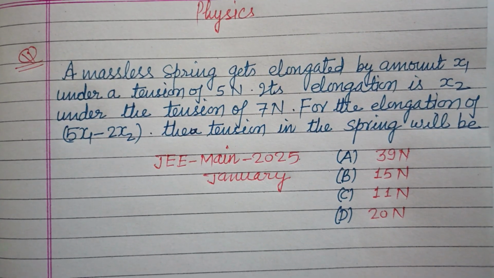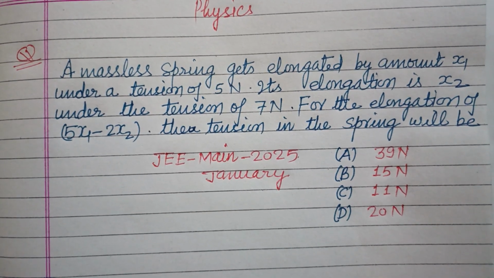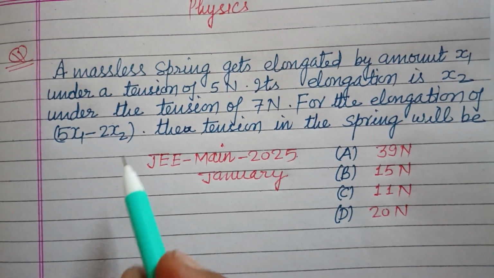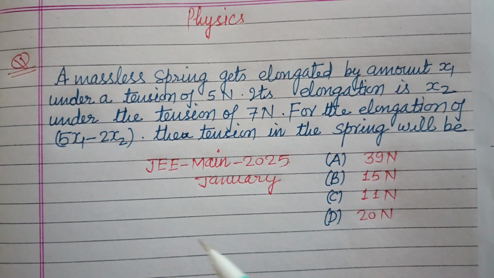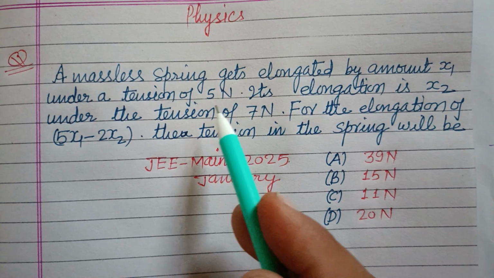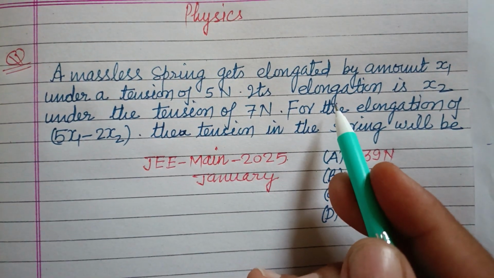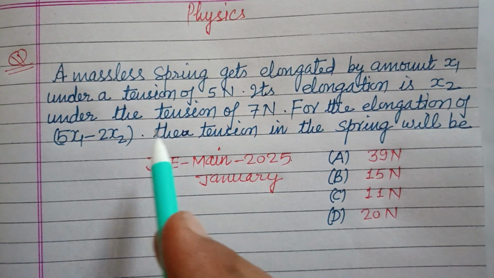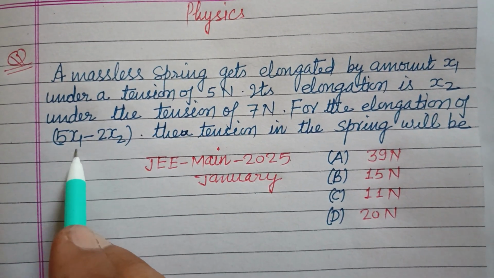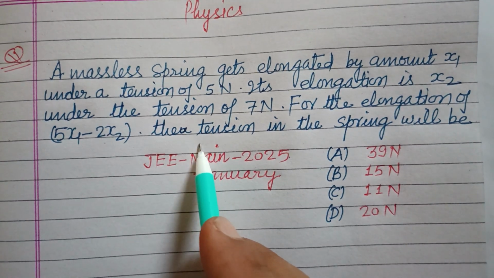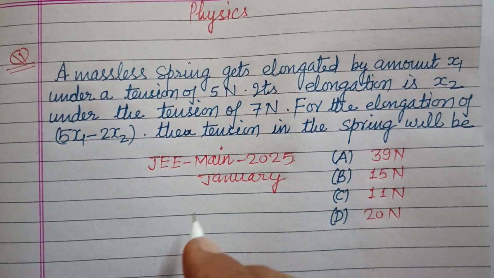This is a question from JEE Mains 2025 January attempt. A massless spring gets elongated by an amount x1 under a tension of 5 Newton. Its elongation is x2 under the tension of 7 Newton. For the elongation of 5x1 minus 2x2, the tension in the spring will be.